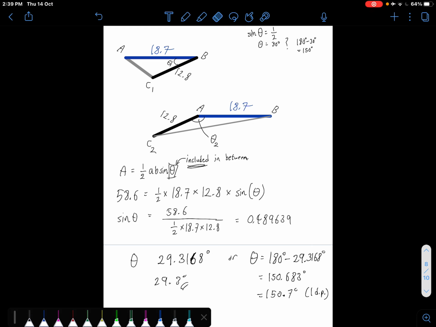Sorry, I should make an approximation there, not an equal sign. Okay, and then we are done. Just remember, always round off to 1 dp for angles in degrees, but for radians it will be 3 SF. Okay, that's it.